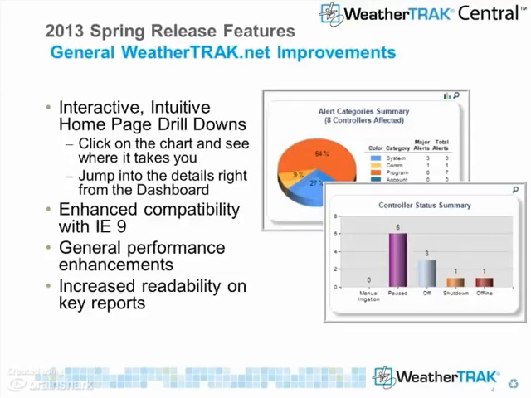We also made the displays on our Alerts and Operations dashboard interactive, so you can jump into the details of those displays when needed. For example, if you are showing that you have 3 controllers in the off position on your controller status summary, you can click the off bar inside that report, and you will jump to a page that details exactly which of your controllers is in the off position.